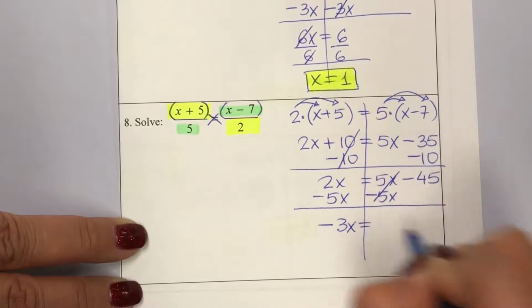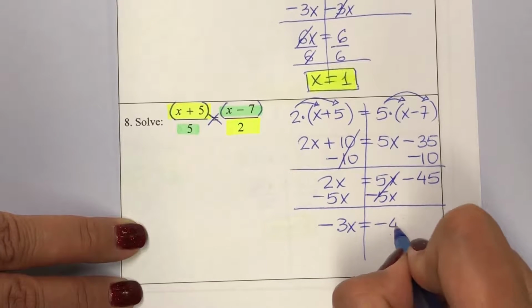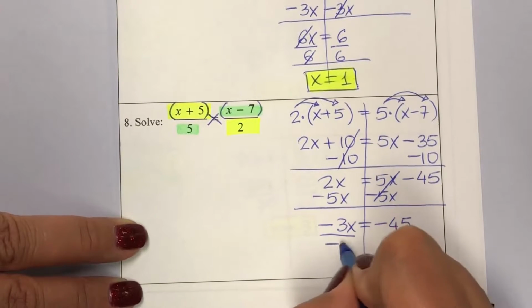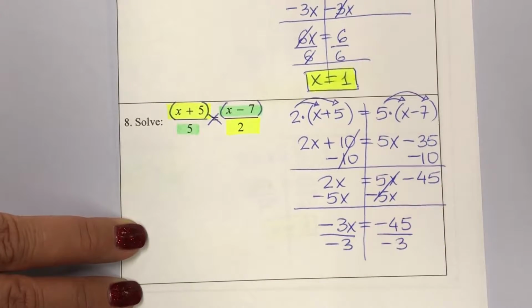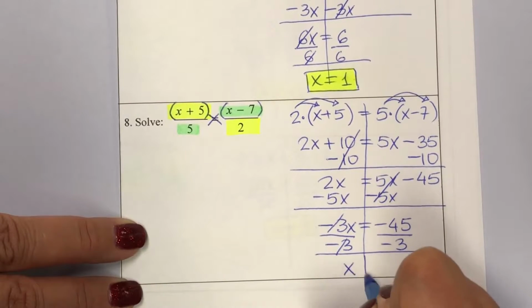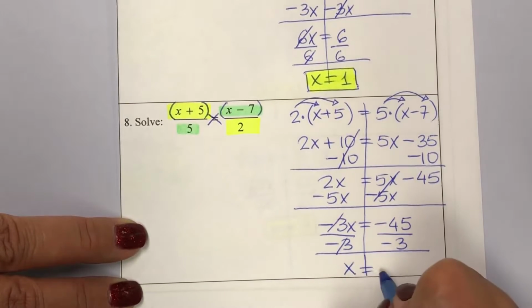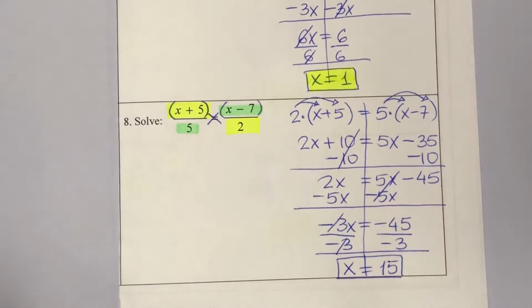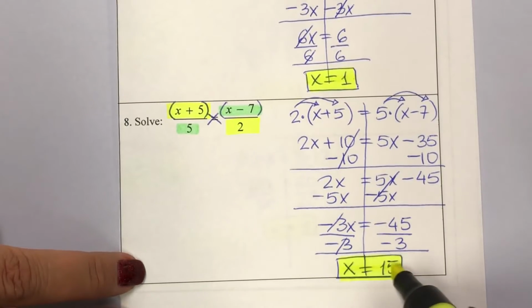Negative 3x will equal negative 45. Bring down that constant. Negative 3x is multiplication. Division would be inverse operation, so divide by negative 3 both sides. Negative divided by negative is positive, and that would be 15, the value of the variable.